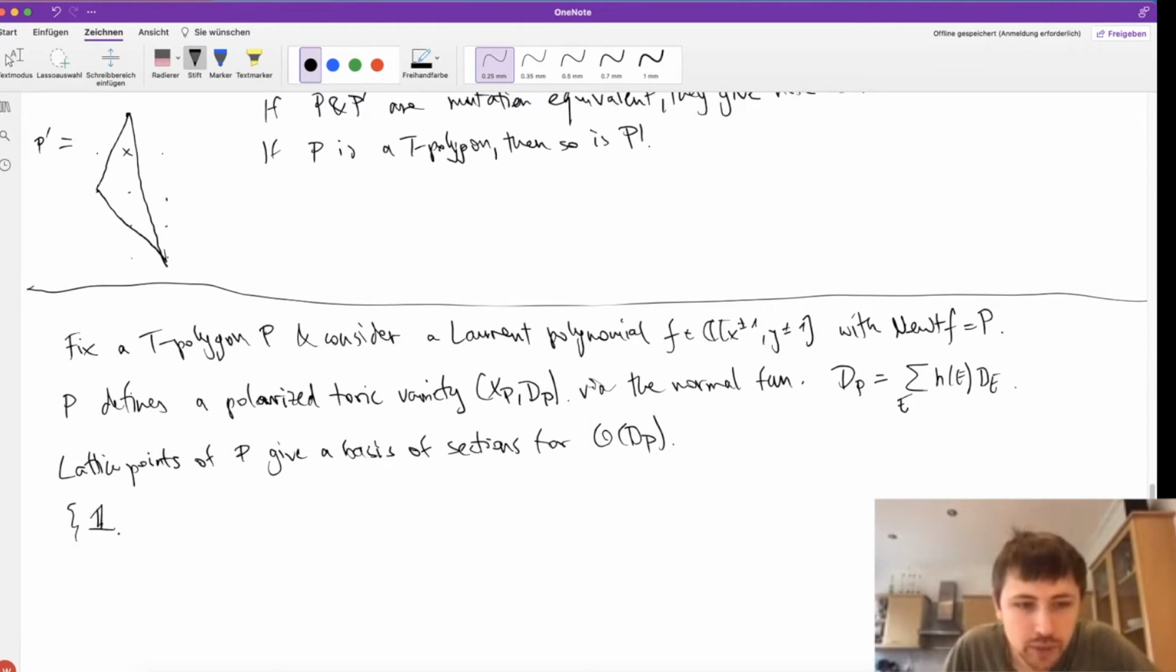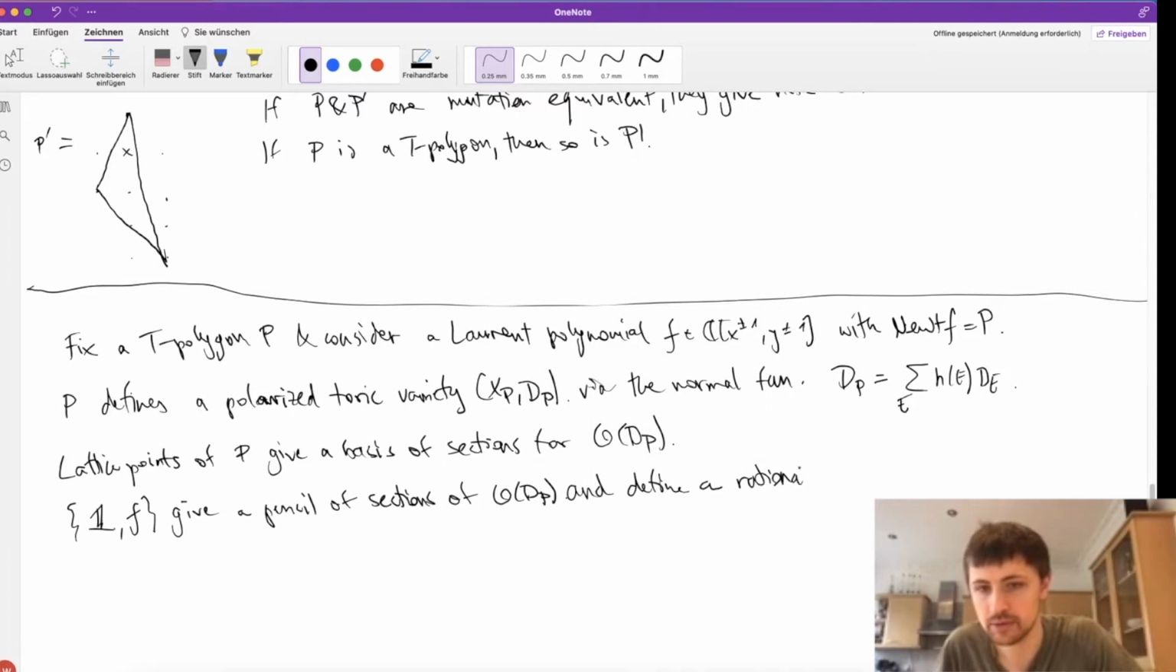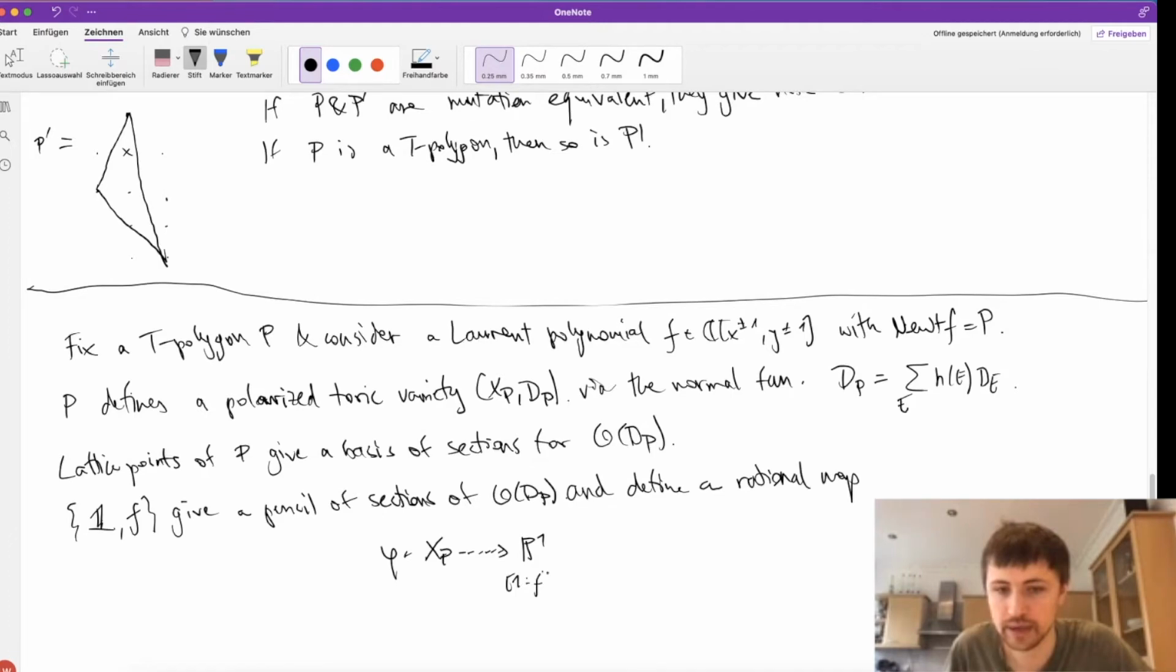So the constant monomial 1 also gives us a section. And I denote this constant monomial 1 like this, to make it clear that it's not a number, but a monomial. 1 and f give a pencil of sections of O(D_P) and define a rational map from X_P to P^1, which is just given by 1 and f.